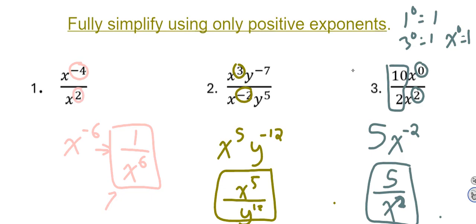Some people might go, well, wait a second, Miss Overby, look, x to the 0 is 1. I'm just getting rid of it. And what's left? 10 divided by 2 is 5. So I have my 5 up here, and my x squared stays down there. Either way, it doesn't matter how you go about it. And that's the great thing about math. You can do it a couple different ways.